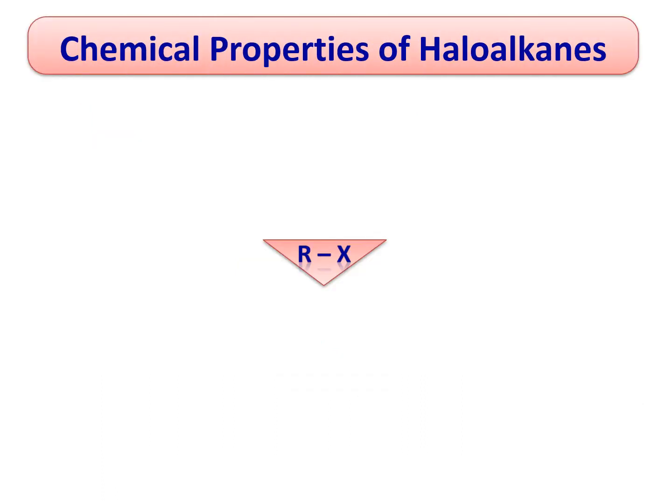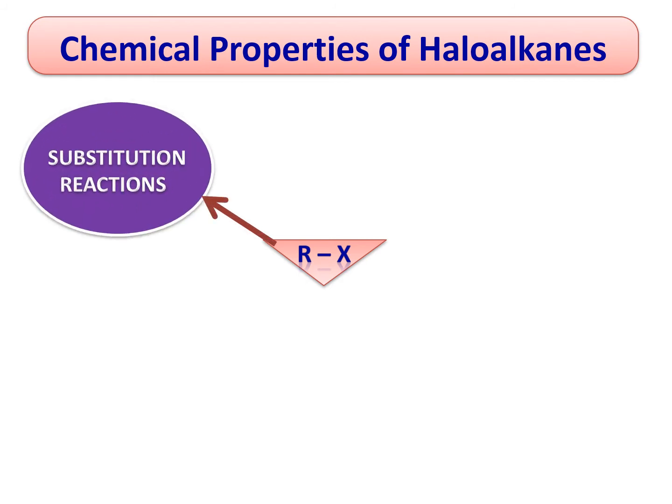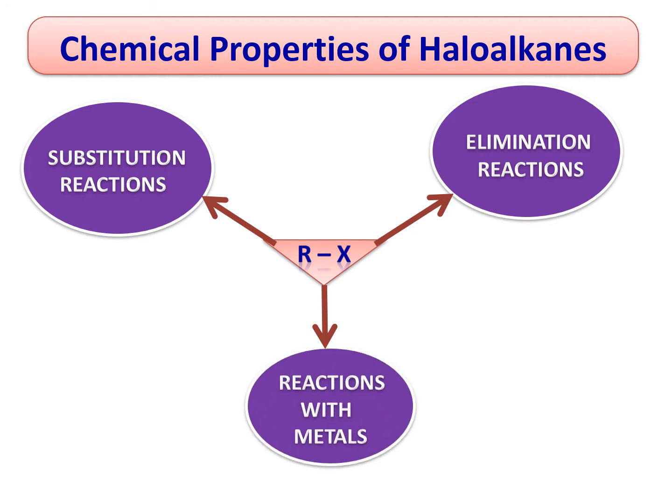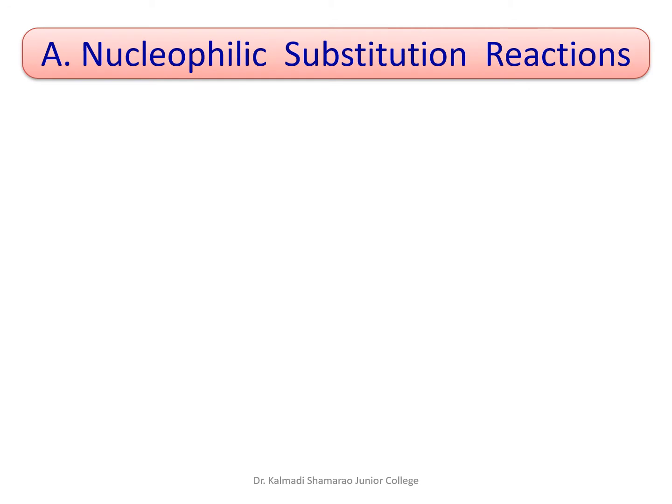Chemical properties of haloalkanes. Alkyl halides undergo three different types of reactions: substitution reactions, elimination reactions, and reactions with metals. Alkyl halides typically undergo nucleophilic substitution reactions. When a group bonded to a carbon in a substrate is replaced by or substituted by another group to get a product with no change in state of hybridization of that carbon, the reaction is called substitution reaction.